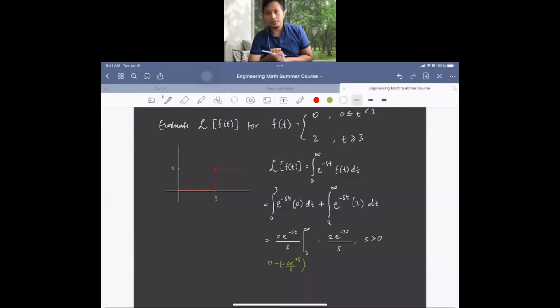The next part is the inverse of Laplace. I will just go briefly through the inverse of Laplace. We continue again the inverse part on Monday.